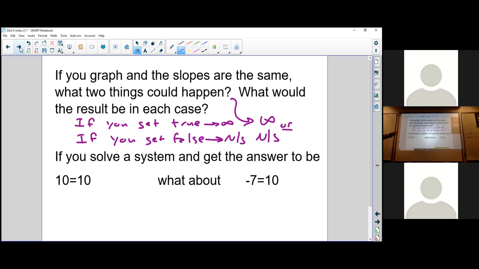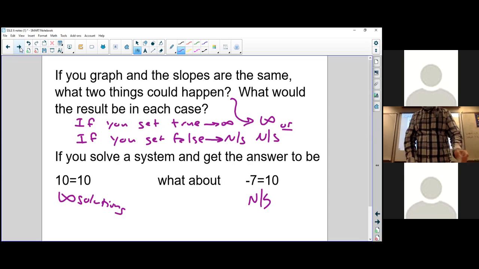So you solve a system and your answer comes out to 10 equals 10. Well, that means you have infinite solutions. What about if you get -7 equals 10? Well, this is false. So this is no solution. So you just have to kind of be keen on what happens. Sometimes when you're working a problem, it's like, oh, this is a good problem. I'm feeling really good about myself. But everything dropped out. All my x's and y's are gone.